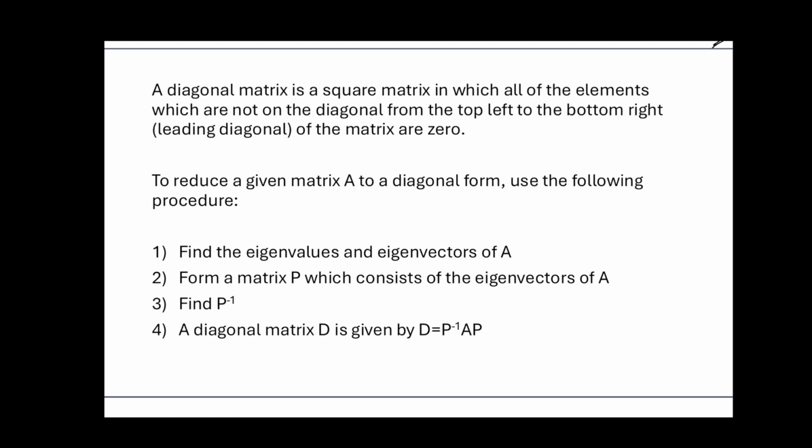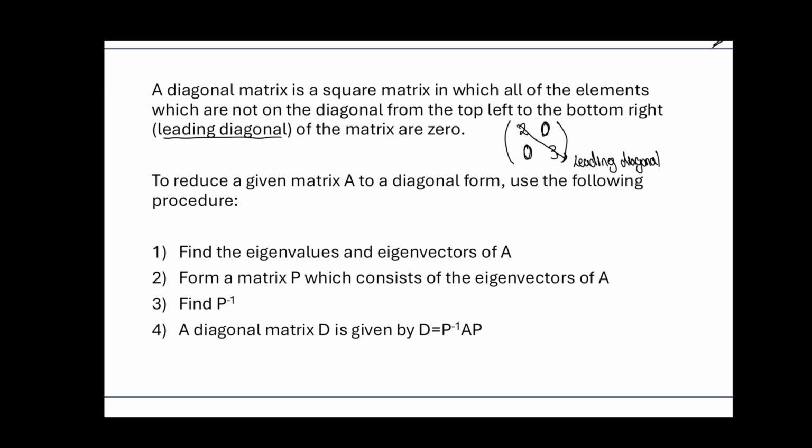A diagonal matrix is a square matrix in which all the elements which are not on the diagonal from top left to bottom right, which is also called the leading diagonal of the matrix, are 0. Okay, to show you an example, let's say we had 2, 3, and then 0, 0. So top left to bottom right, that's what we call the leading diagonal. If we look at all the elements outside of the leading diagonal, they're all 0. We have 0 here, we have 0 here. Hence, this is an example of a diagonal matrix.